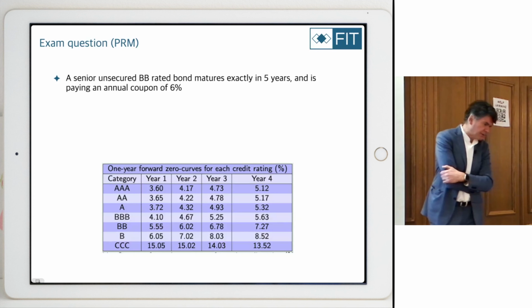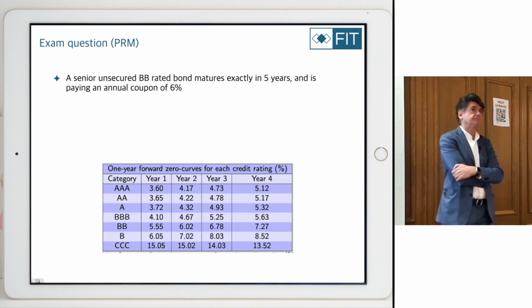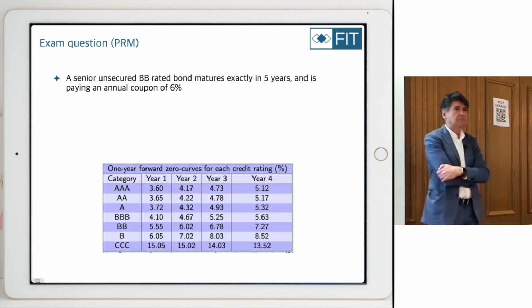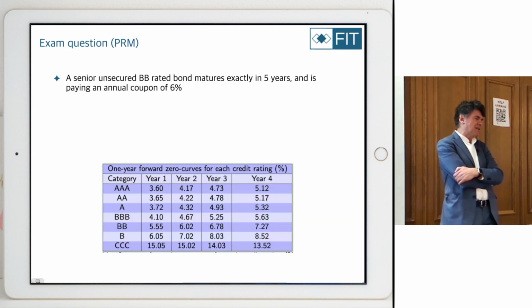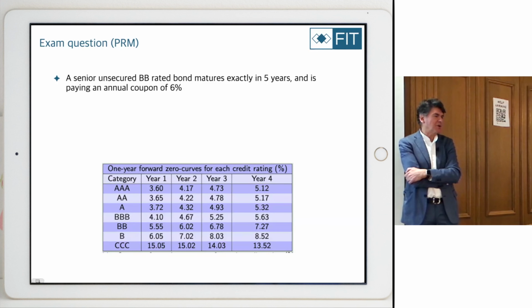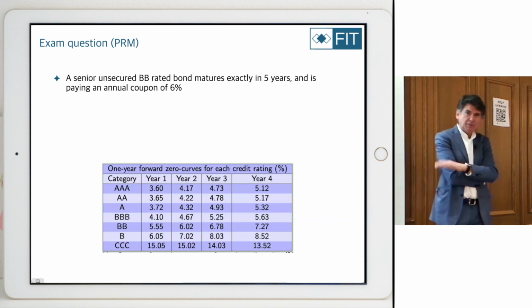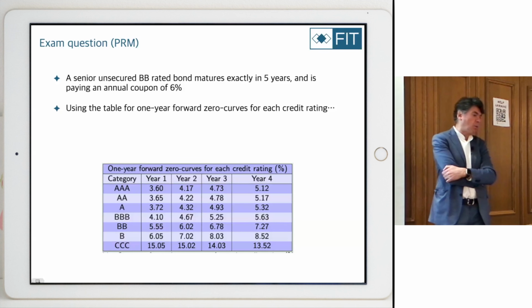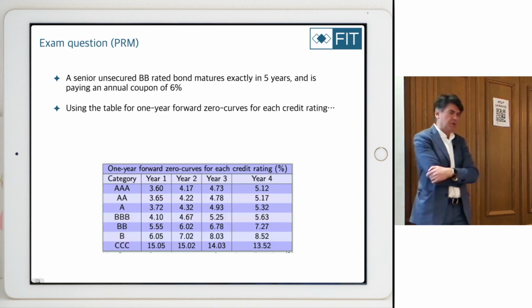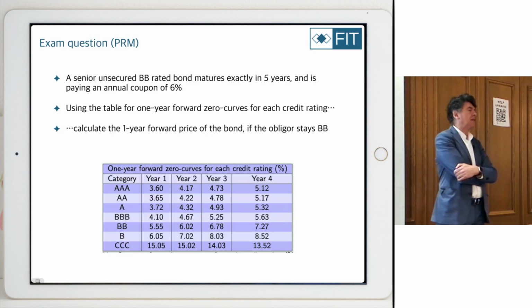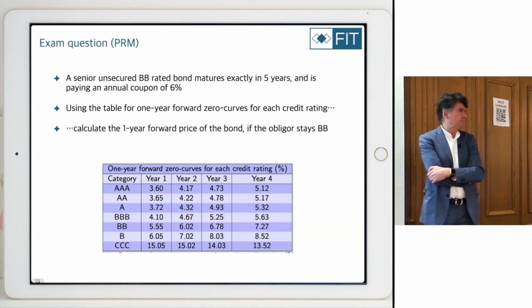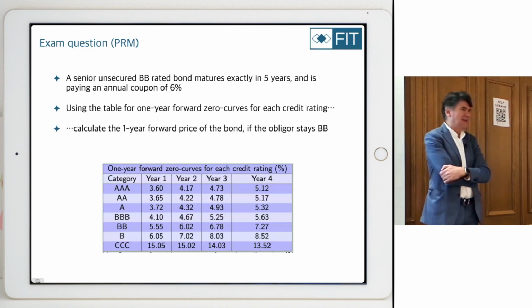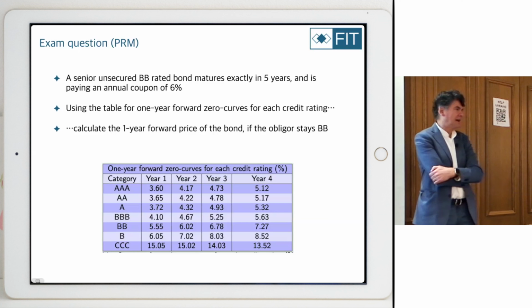It says, a senior unsecured double B rated bond. Do you know what that means? Doesn't matter. You will see. It's a bond. You know what a bond is, right? I'll come to that. Matures in exactly 5 years and is having an annual coupon of 6%. I have a table down there, okay? The question says, using the table for a 1 year zero curve for each credit rating that I have here, you need to calculate the 1 year forward value of that bond. We can already answer this question. Let me read it again. Actually, no, you read it again. I'll read it with you.